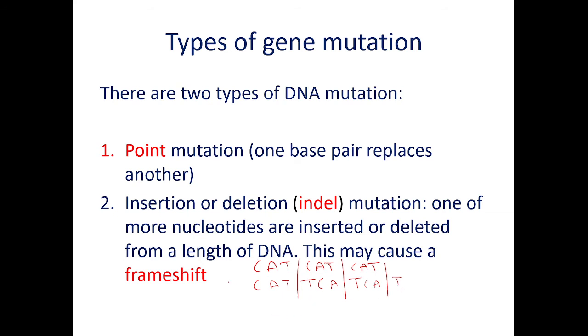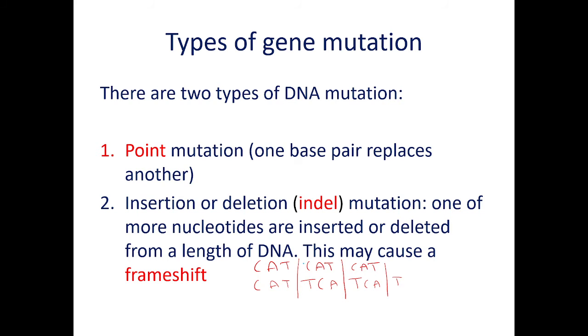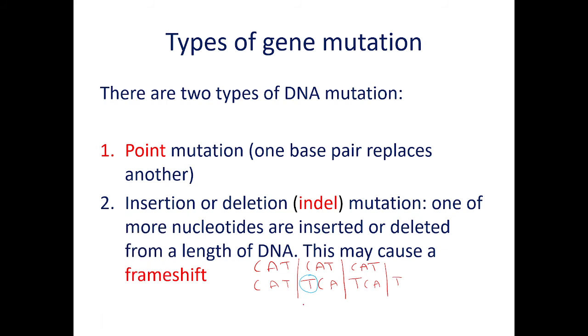The reason why we also call it a frame shift is because where the mutation occurred, and the mutation here was in the fourth, it was this bit here, that was the insertion. Where this mutation has occurred, every single codon afterwards is now different.